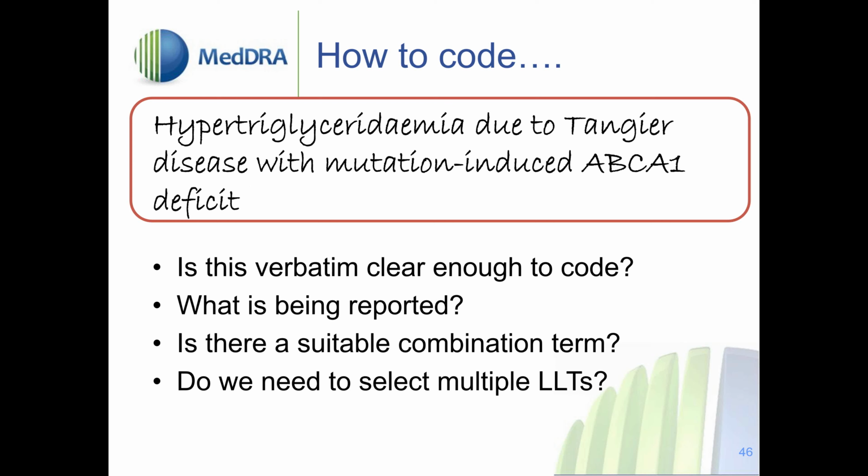Is the verbatim clear enough, first of all? So when I first look at this and think what's being reported, I see firstly the hypertriglyceridemia, and we probably all understand what that means. But then we've got the Tangier disease as the underlying cause, apparently, and a mutation-induced. So do these go together? Can we find something that would capture all of that, or do we need to select multiple LLTs? That's what first goes through my mind when I look at this term.